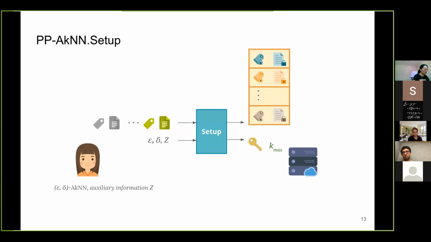For the setup algorithm, the client will input her tags and documents and epsilon and delta, which is part of AKNN correctness, and then auxiliary information Z, which may contain some length information. At the end of the setup algorithm, it will output the encrypted database and a secret key, and also the Kmax, the largest K supported by the system. The secret key will be kept by the client, and the encrypted database will be outsourced to the server.